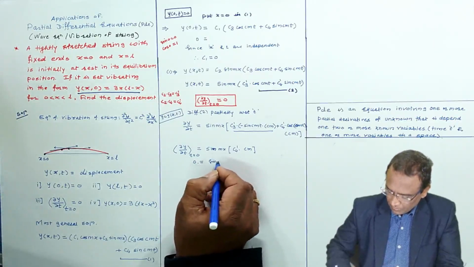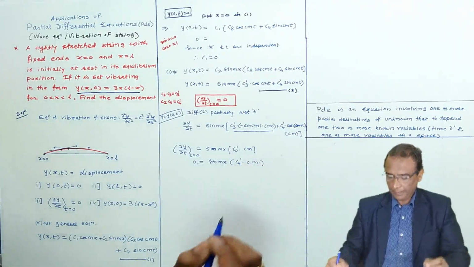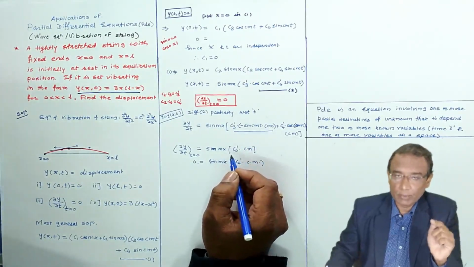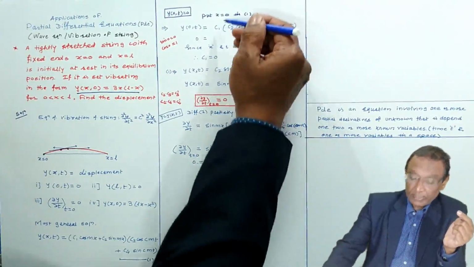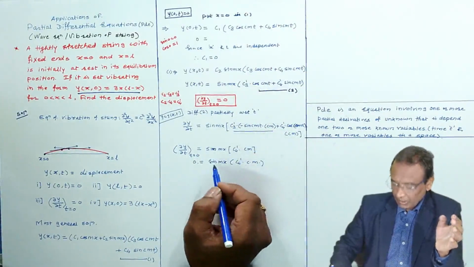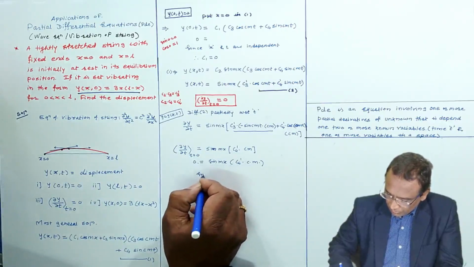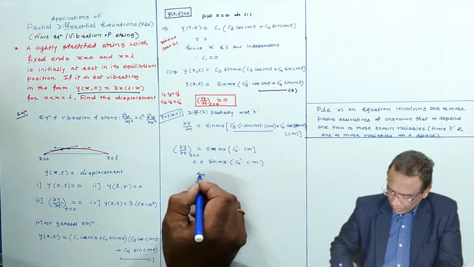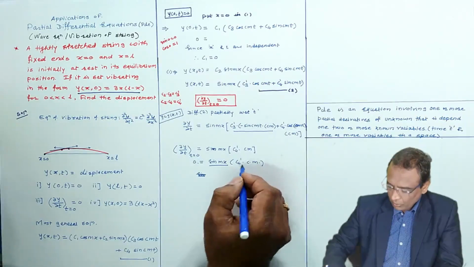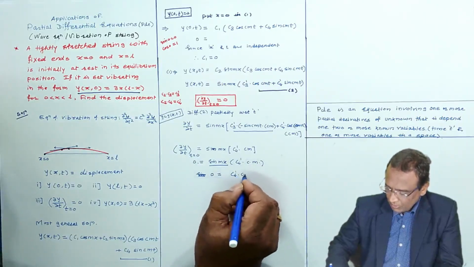Sin of mx, c4 dash into c into m. Okay, now x and t are independent of each other. I am dealing with the t now, remember. Initially we dealt with x. Now I am dealing with the time factor t. Since x and t are independent of each other, the sin of mx term will not play an important role. Then c4 dash into c into m equals 0. I am writing here c4 dash into c into m equal to 0.